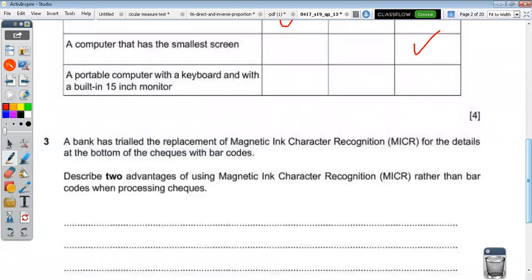A portable computer with a keyboard and a built-in 15-inch monitor. What is that? Laptop.